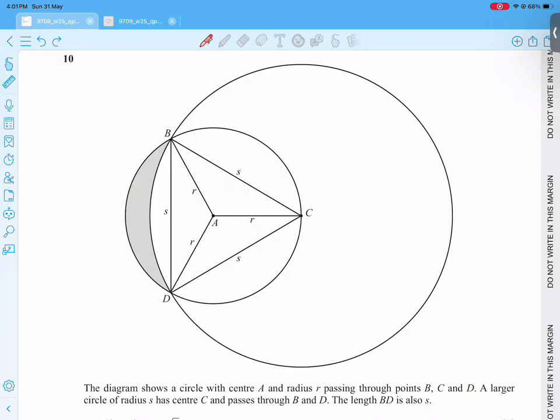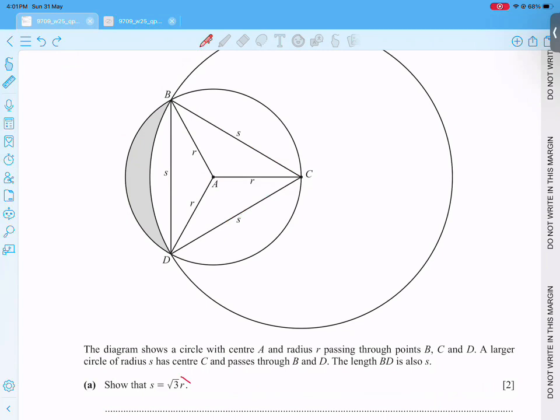And what is the first part asking for? We have to prove that this distance S is root 3 R. How can we do it? First of all, the full angle is 360 degrees, or 2 pi, divided into 3 parts. How do we get this angle? I call it theta. Theta is equal to 2 pi divided by 3. Why 3? Because there are 1, 2, 3 equal parts. I think this point is clear.